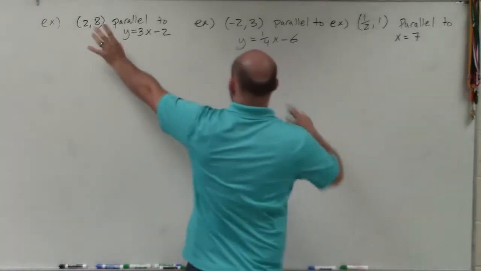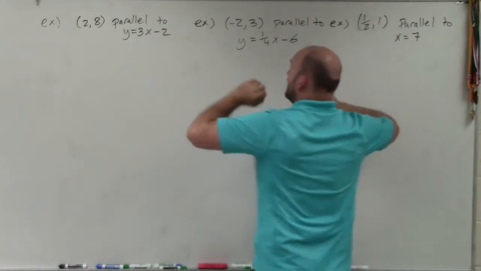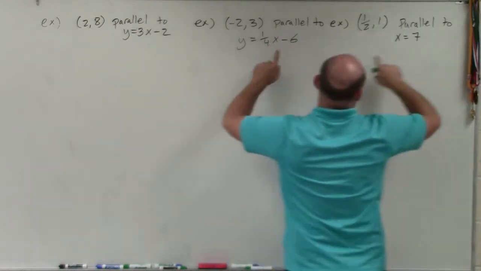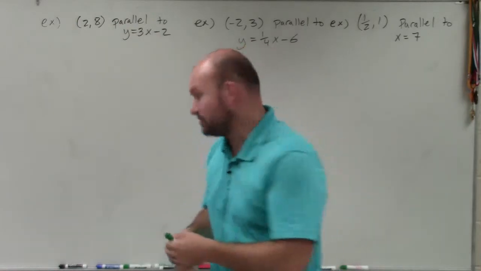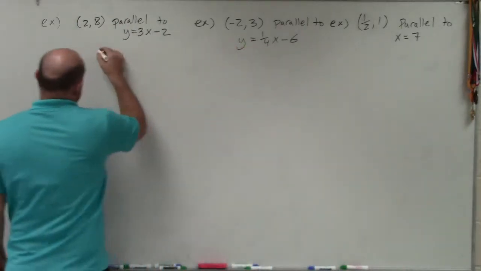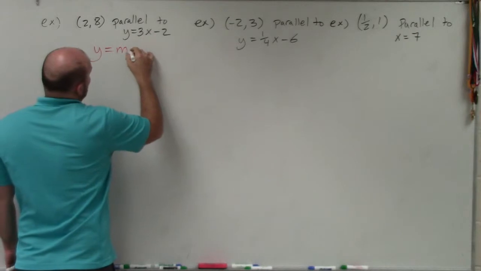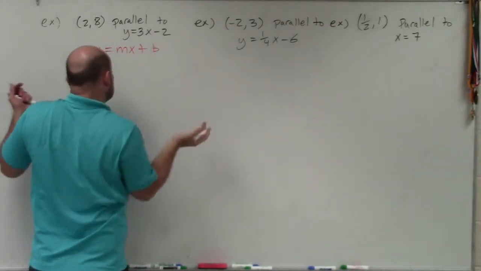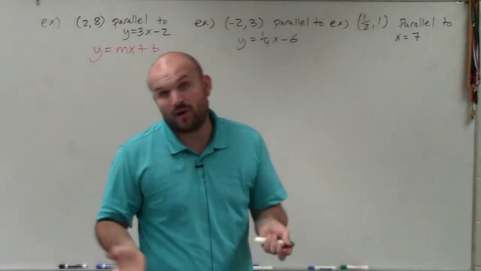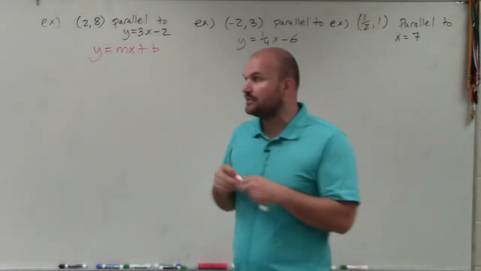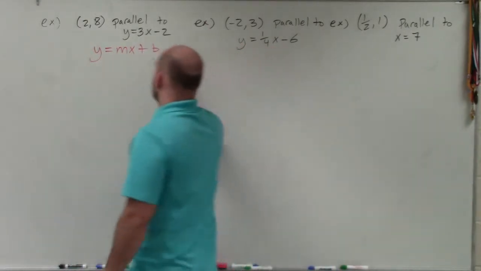So you can see in each of these equations, I have a point that my line goes through, as well as an equation that my line is going to be parallel to. And we're going to write our equation in slope-intercept form. So when writing an equation in slope-intercept form, basically what we need to do is identify the slope and identify the y-intercept.